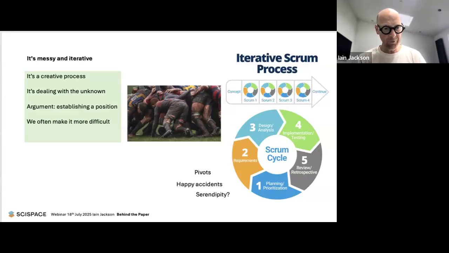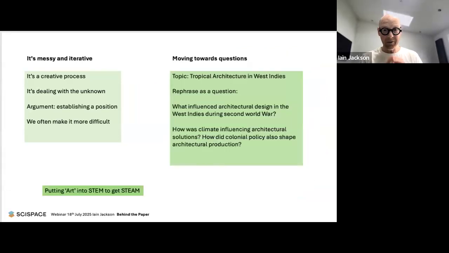If you're publishing one paper a year, you're doing well, honestly. One quality piece of work, because you're going through this kind of quite violent assault on the mind, to get it to this stage if you're doing it properly. So it's super messy and iterative. And I would suggest that you need to keep moving towards these questions.